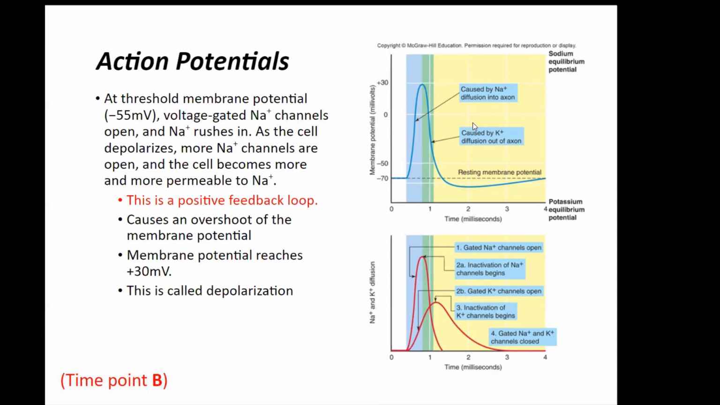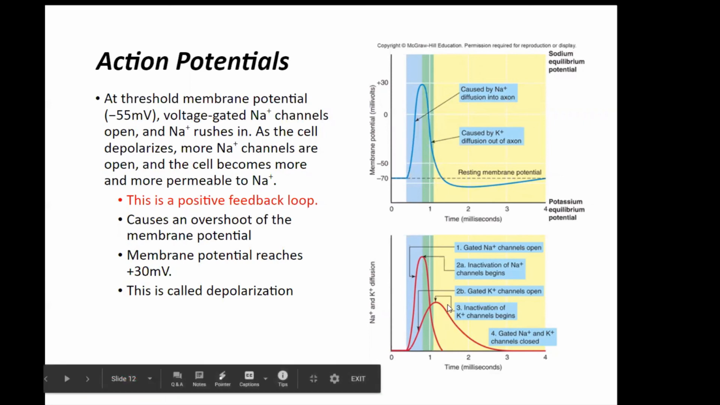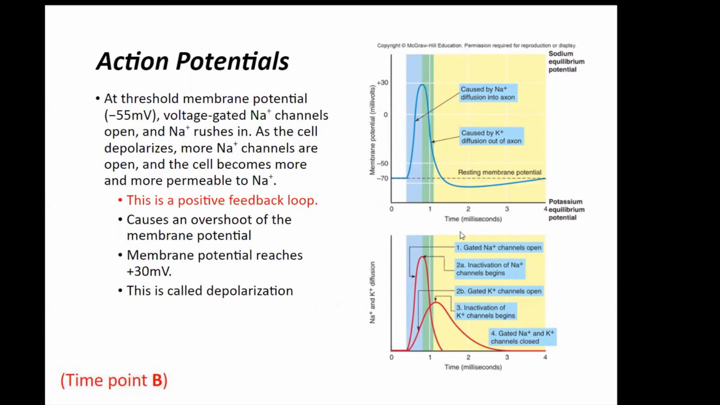Okay, so we can see this on the top in this picture. They've separated the diffusion of sodium and potassium from our action potential. What we see on this top image is the change in the membrane potential, so our action potential. And what we see on the bottom image is the diffusion of sodium and potassium. On this top image, we can see that we have this spike in charge, and that's corresponding to number 1 on the bottom, our gated sodium channels opening.